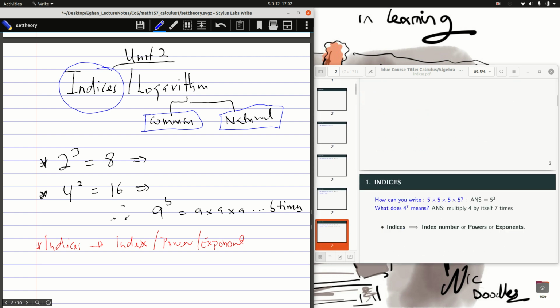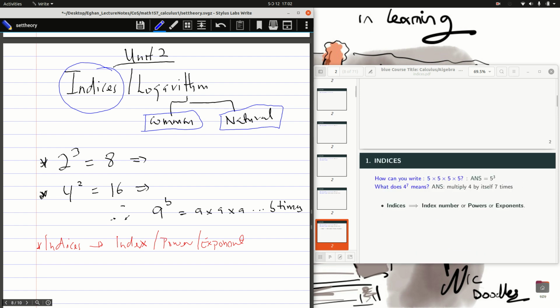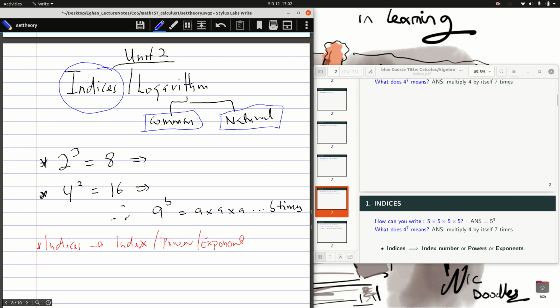So mostly we're able to write certain numbers and express them, like what I have in my write-up here. If we know 2 to the power 3 is equal to 8, how? We just know we have to multiply 2 three times to get the 8. 4 to the power 2 is 16. How was that? We know it is 4 multiplying 4. So it means that we are multiplying the number multiple times of the power or the index given.